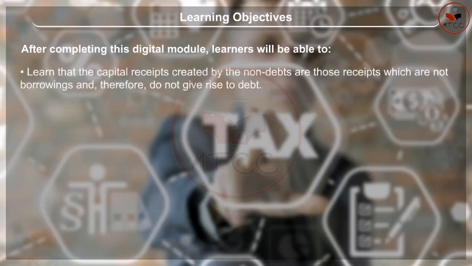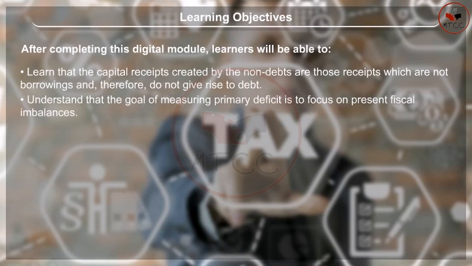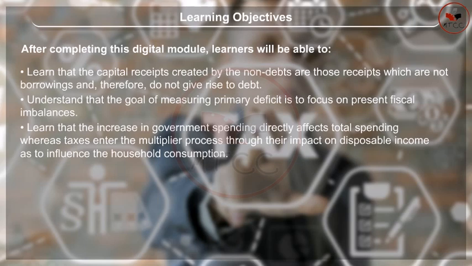Learn that the capital receipts created by non-debt are those receipts which are not borrowings and therefore do not give rise to debt. Understand that the goal of measuring primary deficit is to focus on present fiscal imbalances. Learn that an increase in government spending directly affects the total spending, whereas taxes enter the multiplier process through their impact on disposable income so as to influence household consumption.